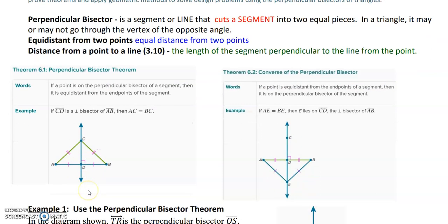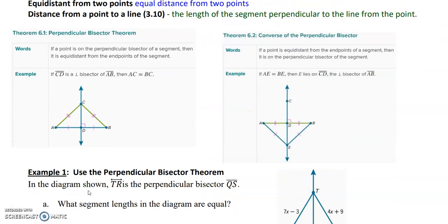But here are our two examples, kind of one going one direction and then the other one is the converse. So if we know that it is a perpendicular bisector, so perpendicular, and then we have our tick mark showing it's a bisector, then we know that these segments here, AC and CB, are going to be equal to each other. So the converse is just knowing that if those segments are equal to each other, then it is a perpendicular bisector.